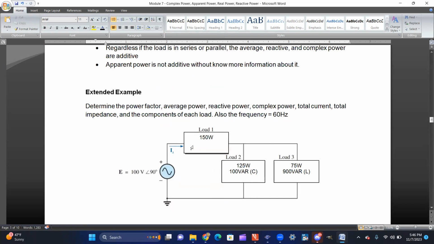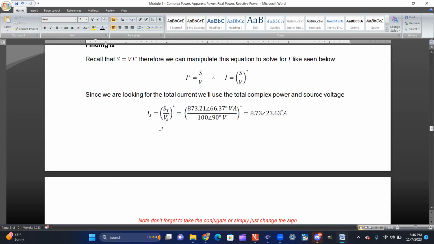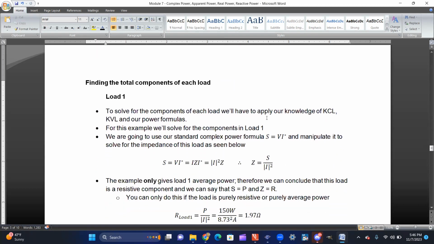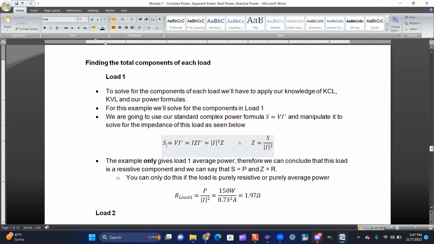Well, we know the total current that's flowing through load 1, right? We calculated that right here: 8.73 amps at an angle of 23.63. So therefore, we can go back to our complex power equation and solve for the impedance.